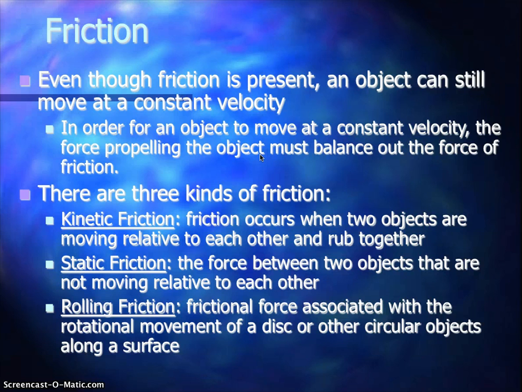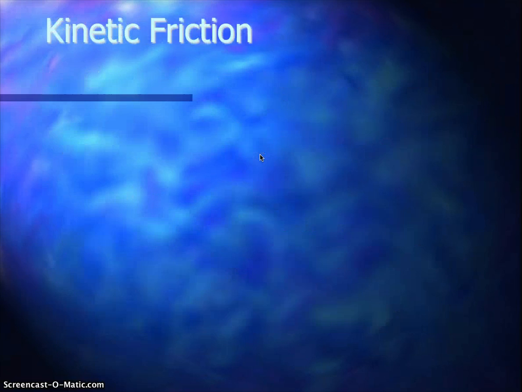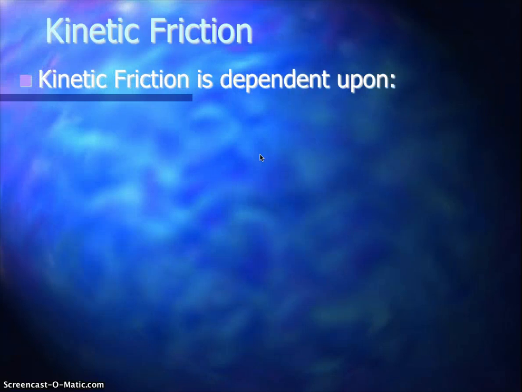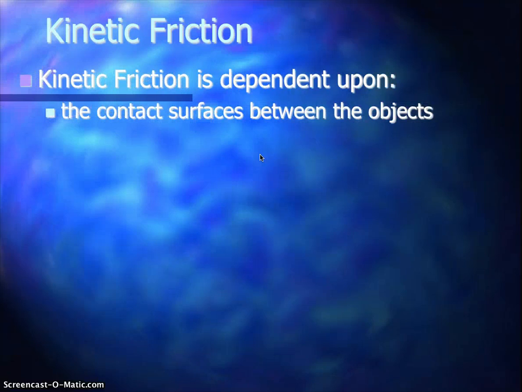Okay, we are mostly going to be working on kinetic friction and to some extent static friction, and almost to no extent rolling friction. It's a little harder to determine, so we're just going to stick with the kinetic and static friction. Now, more about kinetic friction is that it is dependent upon the contact surfaces between the objects. So the rougher the surfaces, the more friction that you're going to encounter. The weight of the object basically will create a pressure between the surfaces.